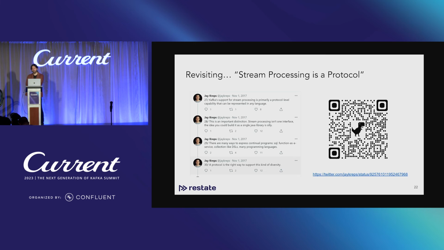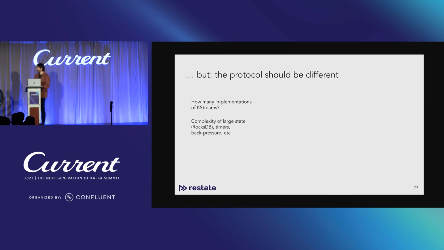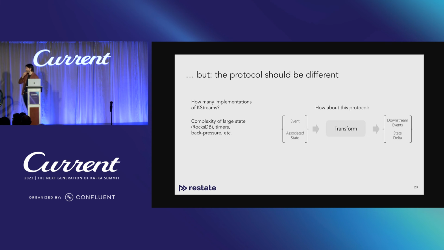It's actually the case for Kafka Streams. I think it's the Kafka 1.0 release thread, but it has the section on stream processing as a protocol. A lot of good stuff in there. You can revisit this thread today and you will agree with a lot of what he wrote. The one thing I would say, though, is that yes, stream processing can probably be thought of as a protocol, but maybe it should be a slightly different protocol. If you look at how many implementations of Kafka Streams are really mature, it's probably only the one in Java, because making this protocol work is far from trivial. Just the complexity of managing RocksDB, timers, back pressure, it's really, really hard. But what if the protocol was actually just that?